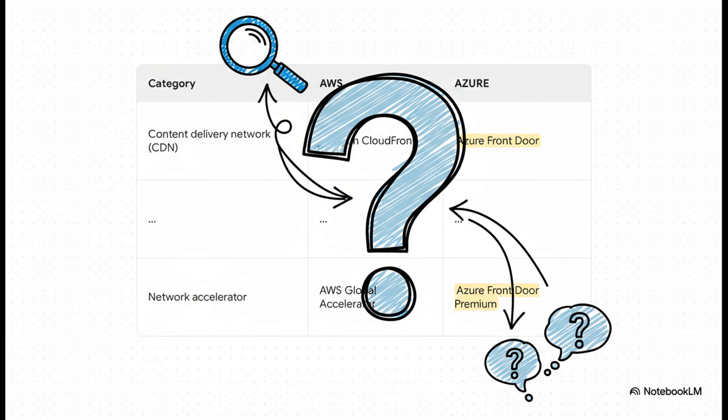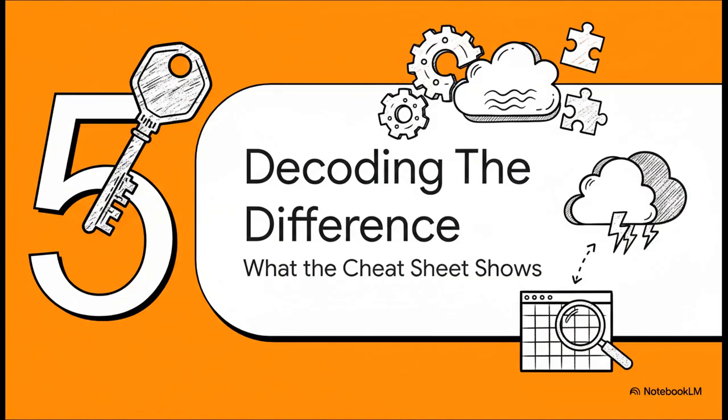And there it is. That's our clue. Check it out, just a few rows up in the same table under the Content Delivery Network or CDN category. For AWS, we see Amazon CloudFront, but for Azure, we see Azure Front Door again. It's the same brand name listed for two totally different functions. Now that is the mystery we need to solve. Now this dual identity thing, it's not a mistake on the chart. It's actually the key that unlocks the whole puzzle.